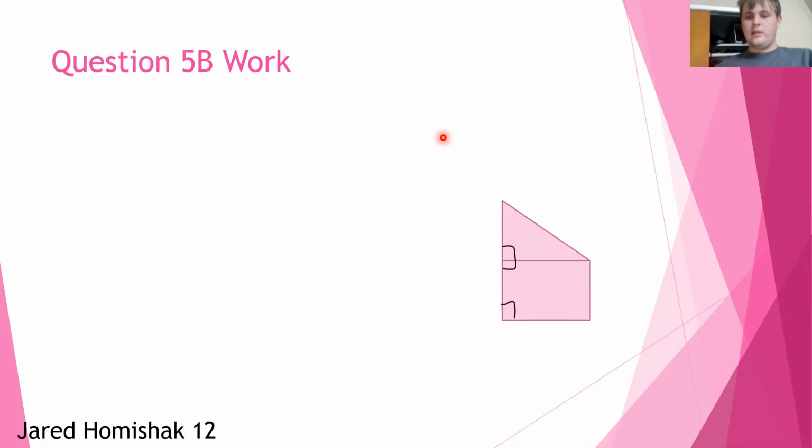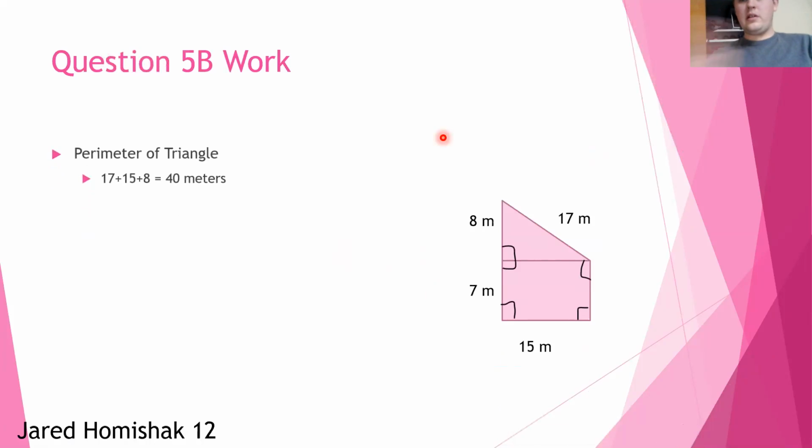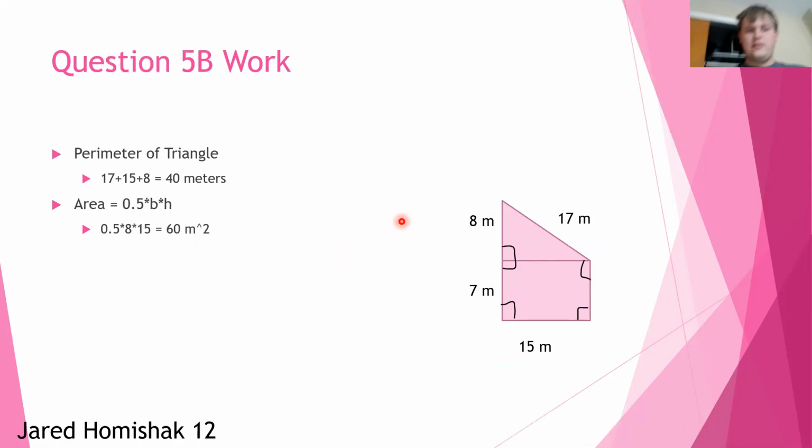This figure consists of a triangle on the top and a rectangle on the bottom, all of them with right angles, and lengths of 15 meters, 7 meters, 8 meters, and 17 meters. Once again, we need to find the surface area. We need to start off by finding the perimeter of the triangle. So we add up the sides. 15 meters plus 7 meters plus 8 meters, 17 plus 15 is 32, plus 8 is 40. Then the area, half of the base times the height. Our base here is 8, and our height is 15 meters.